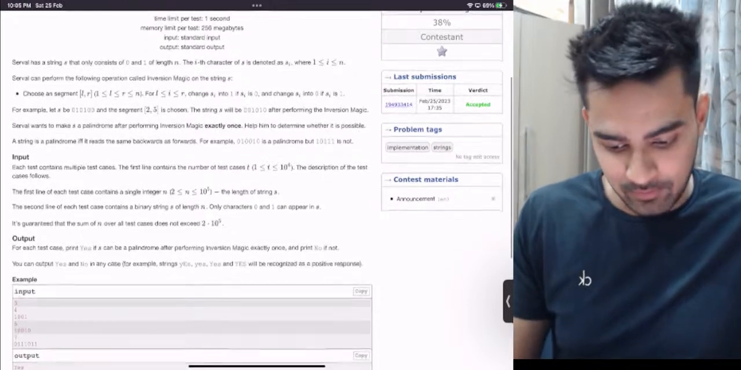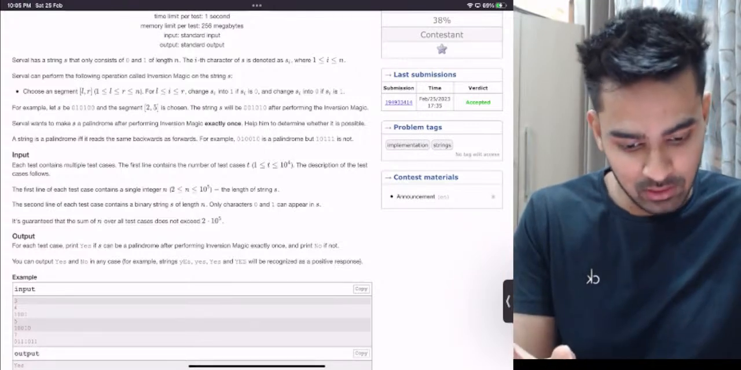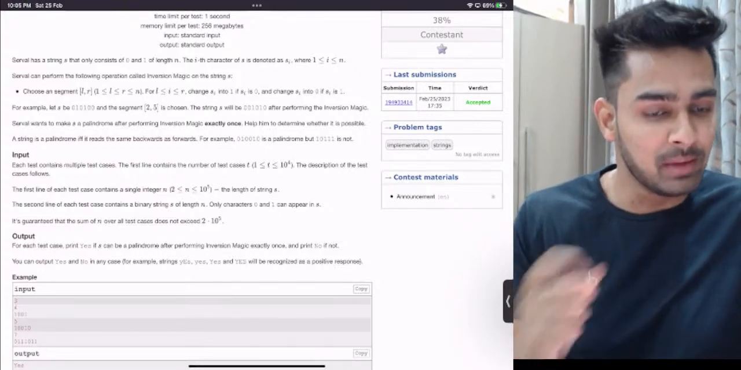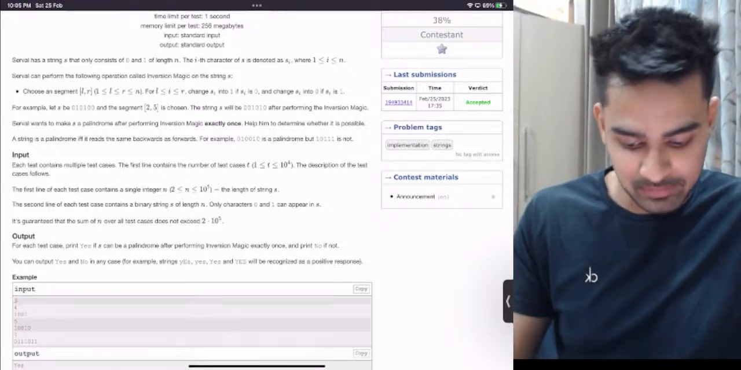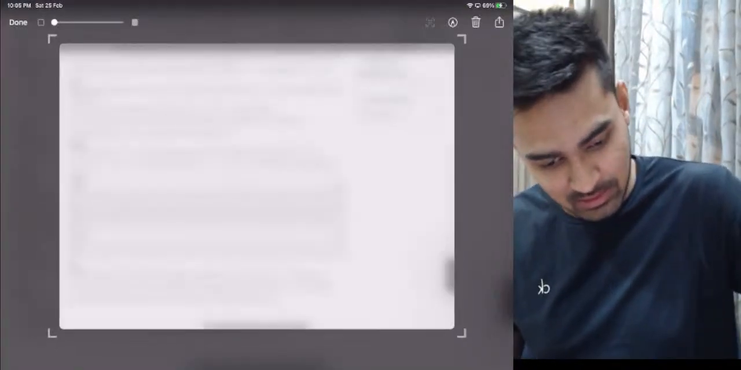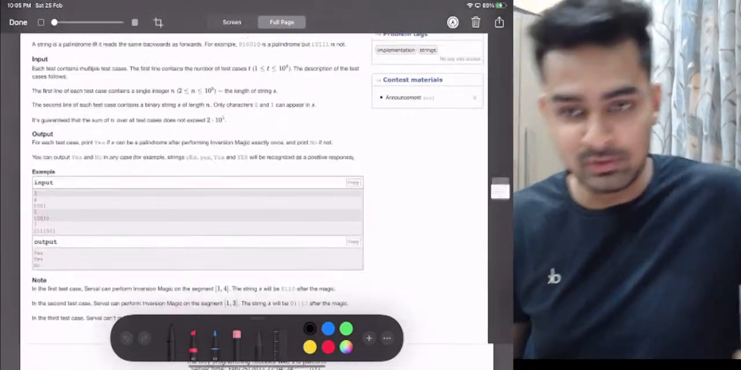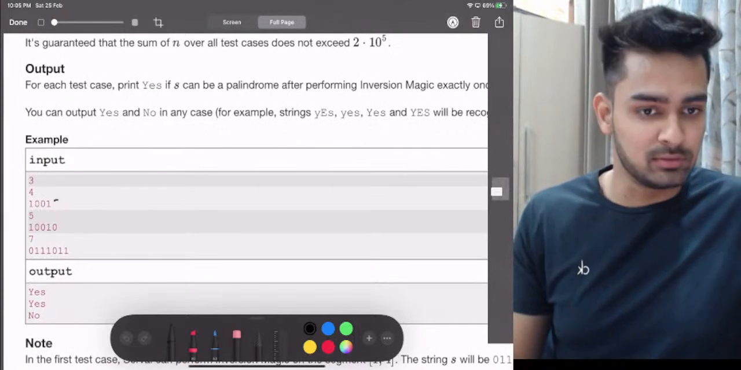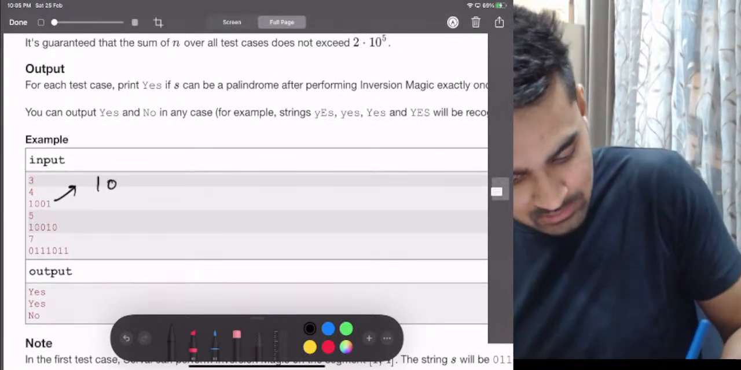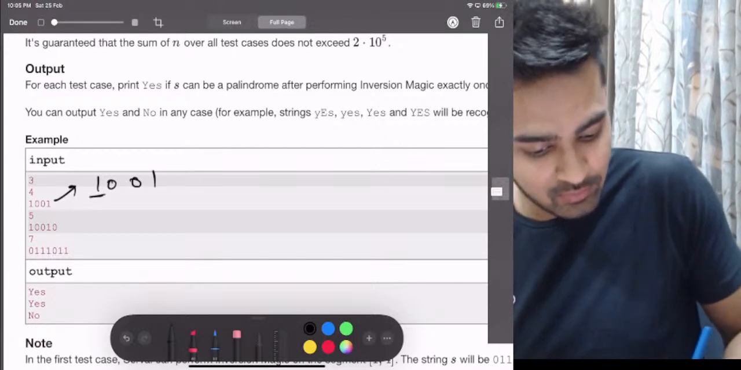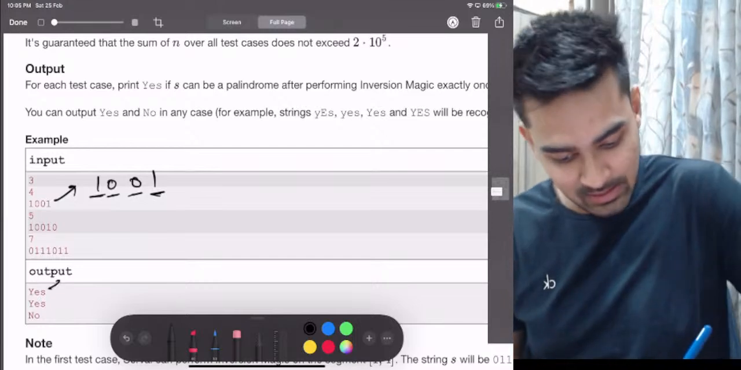Now we want this entire string to be a palindrome. How can we make this palindrome by performing this operation only once? That is what the problem is saying. So let's look at the example. If you see the first example, this is already a palindrome. Since it is 1001, this is already a palindrome. 1 is equal to 1, 0 is equal to 0. Therefore, the answer is yes.